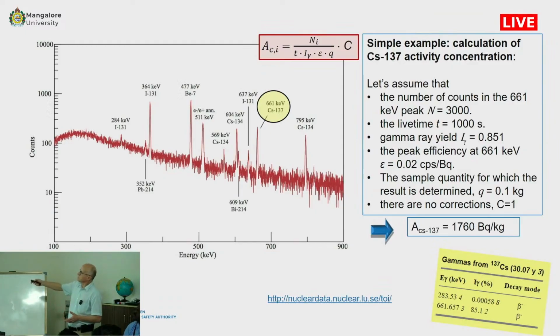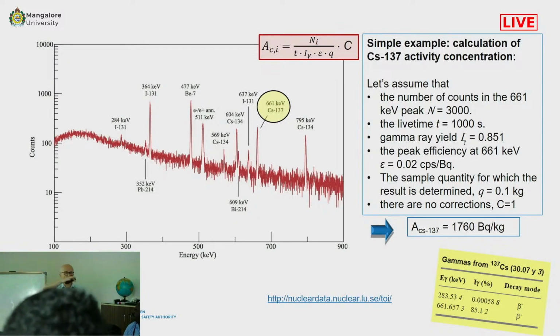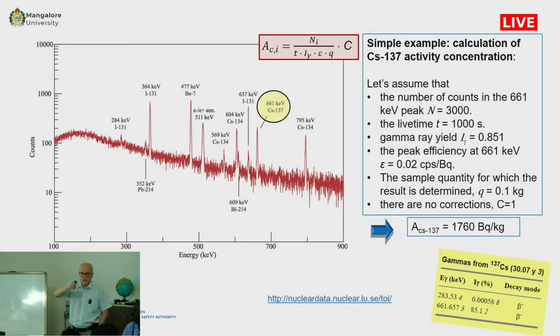All right. Let's analyze the activity of cesium-137 in this case. It's this peak here, and the equation is here. So let's assume that the number of counts in this peak is 3,000. Please remember that you will get all these notes. Karuna Karavel will send them to you later. Okay? Number of counts, 3,000 here. Just an example. Let's assume that the measurement time is 1,000 seconds, almost 20 minutes or something like that.